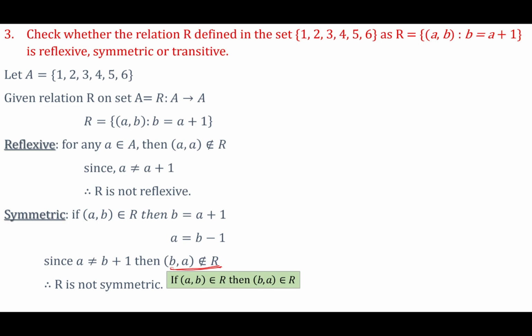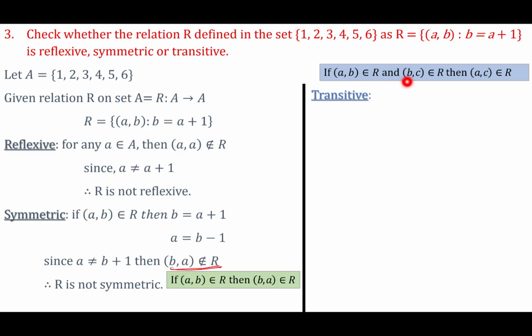Now, check transitive. A transitive relation means if (a, b) belongs to R and (b, c) belongs to R, then (a, c) must belong to R. Now, see here. If (a, b) belongs to R and (b, c) belongs to R, (a, b) belongs to R means according to the definition, b = a + 1. And if (b, c) belongs to R, then c = b + 1. Now, solve b from this equation: b = c - 1.